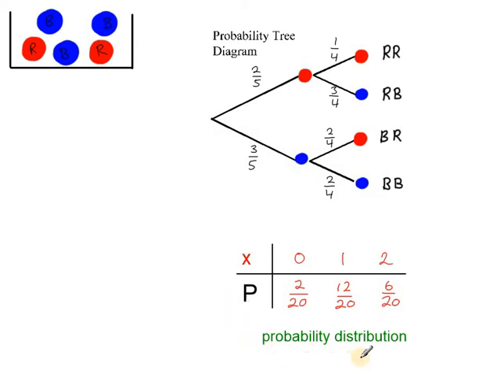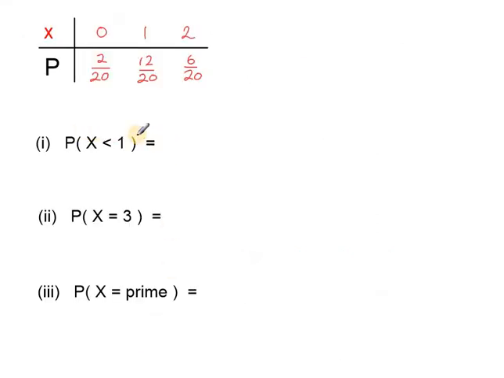So now we can calculate probability based on this probability distribution table. So P(X less than 1). Well, there's only 0 in the table that's less than 1, so this one is 2 over 20, or 1/10, or 0.1. P(X equals 3), there is no 3 in the table, so the probability for that is 0. P(X equals prime), 2 is the only prime number, so 6 out of 20, or 0.3.